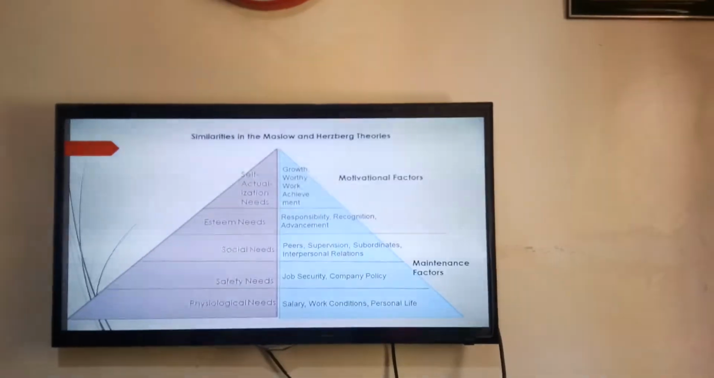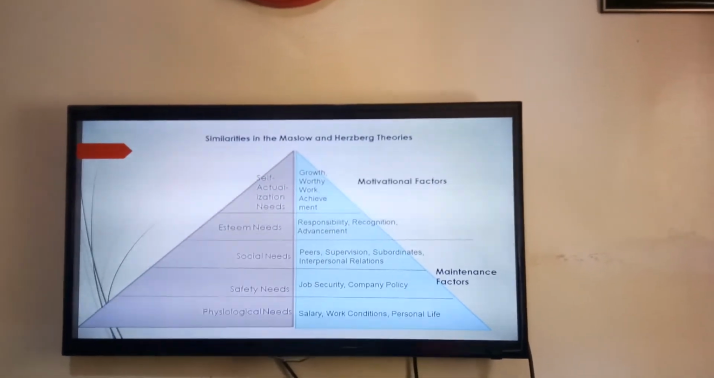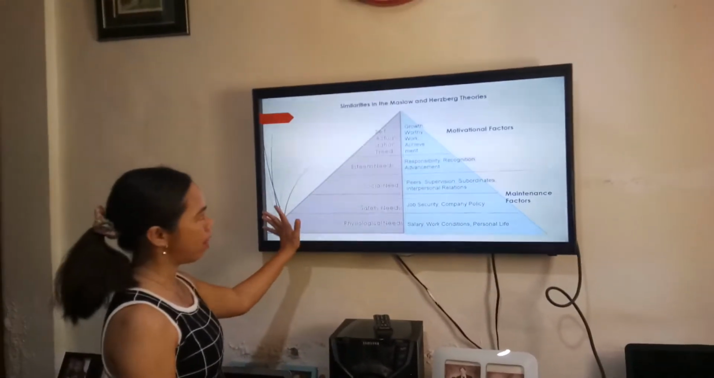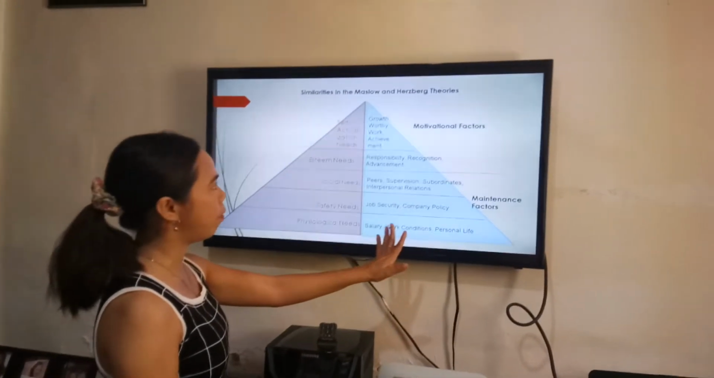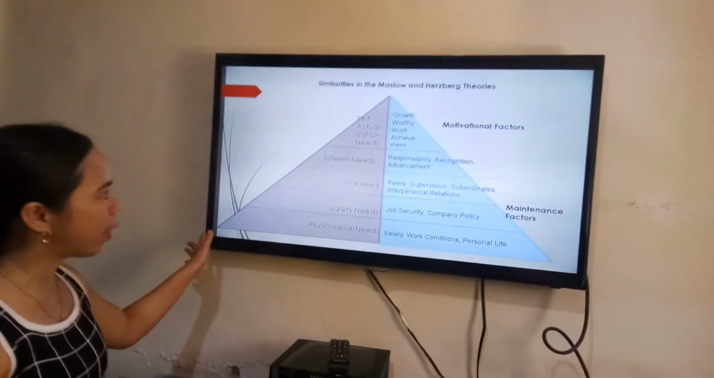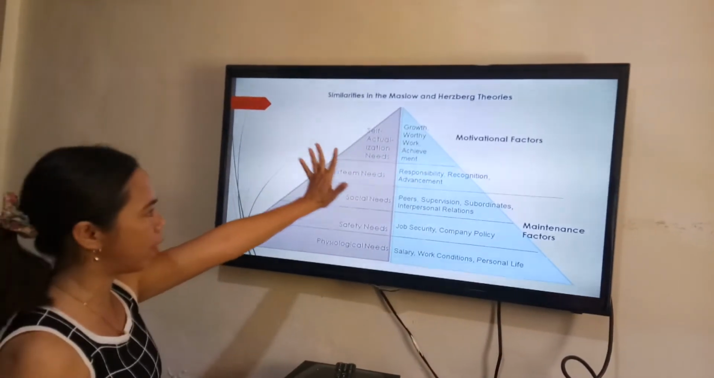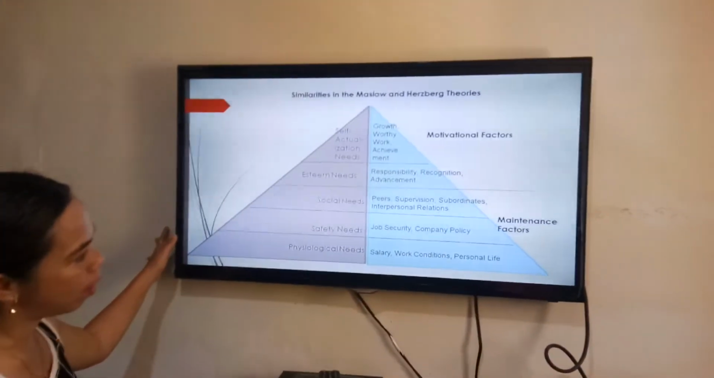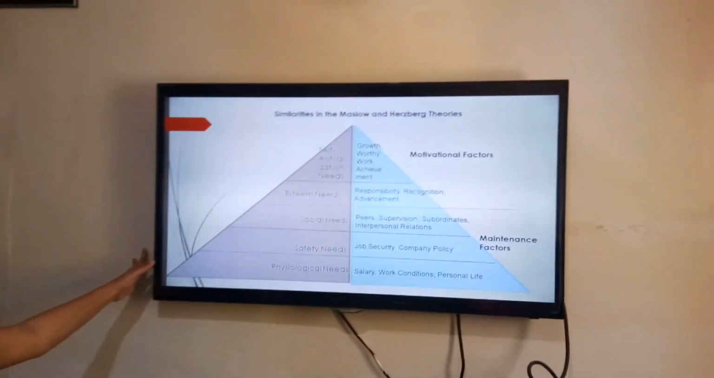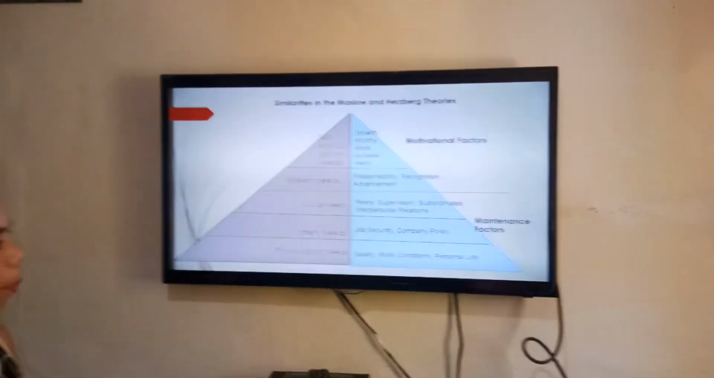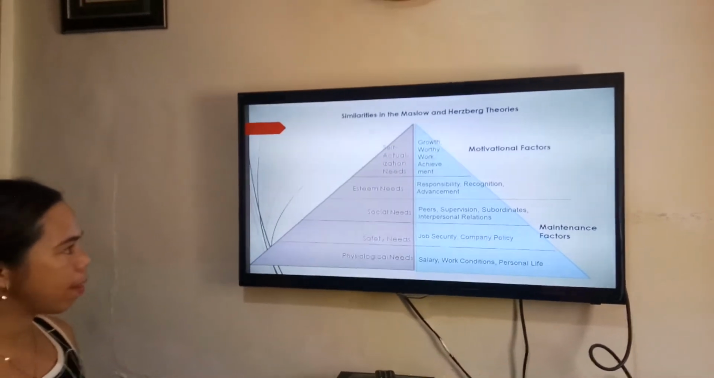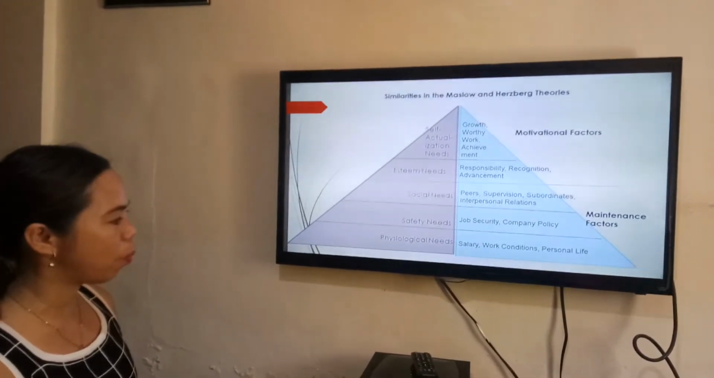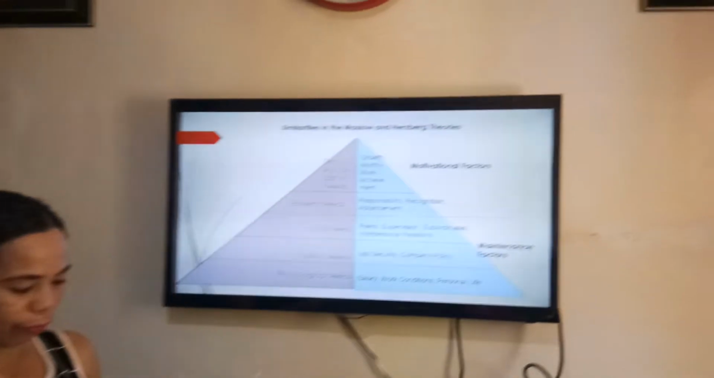Okay, next, we still have the similarities in the Maslow and Herzberg theories. This one is Maslow's hierarchy of needs, and this one is the motivational factors by Herzberg. Under self-actualization needs, we have growth, the work itself, achievement. Esteem needs, we have responsibility, recognition, advancement. Social needs, peer supervision, subordinates, interpersonal relations. Safety needs, and then we have job security, company policy. And physiological needs, we have salary, work conditions, and personal life.